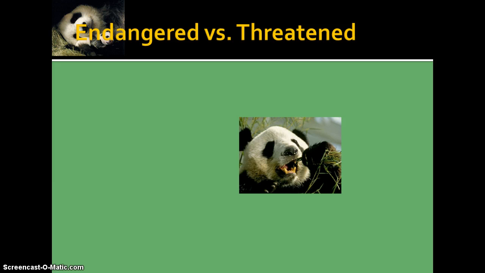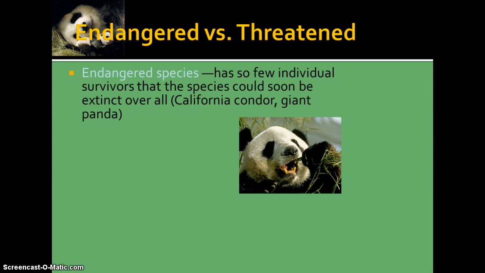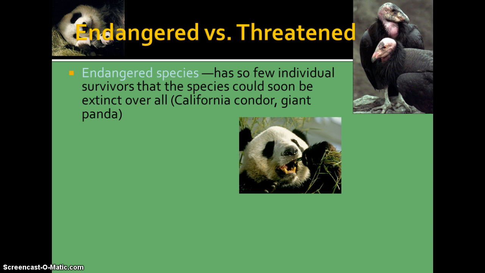Now, moving on from extinctions, we classify species as being either endangered or threatened. Those are two different classifications. If they are endangered, there are so few individual survivors that they could soon be extinct. One example is the giant panda, as you see here. They're a specialist species. They only eat bamboo, so any specialist species is going to be more likely to be endangered. The second example is the California condor. You can see it's a very attractive bird.